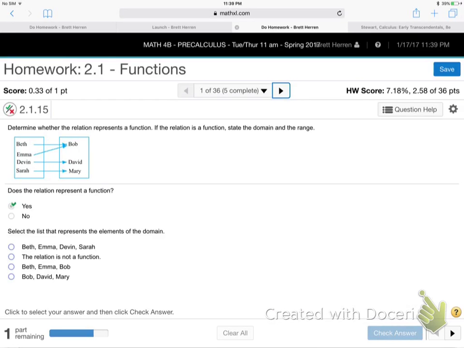Okay, so let's go now to Chapter 2. Here we have a problem from Chapter 2, Section 1, 2.1. They're giving me a picture of a function, or it's a relation, and they're wondering, is that relation a function? Well, let me give you the function definition first off here.